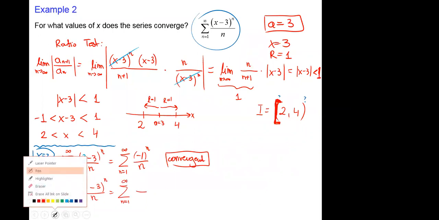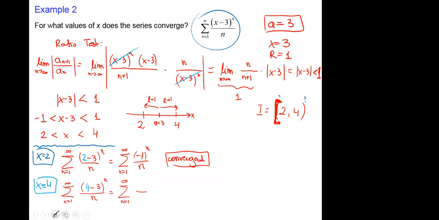Okay, I have to put 4. And of course, 4 minus 3, it is 1. 1 to the power of n is just 1. This one is just harmonic, yes? Thank you, Ryan. And of course it is divergent. Really good. Which means I will remove my question mark and this will stay open.